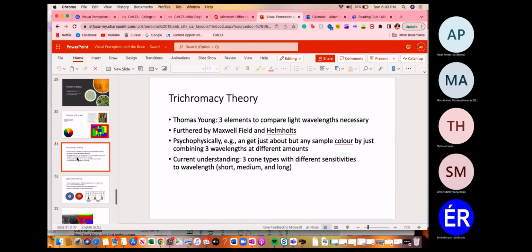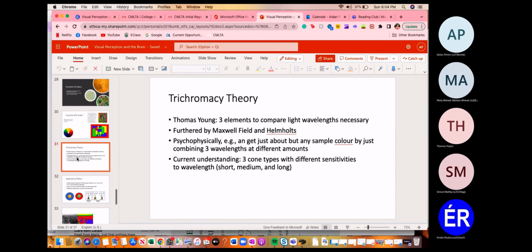Well before we knew exactly what was happening in the retina and what photoreceptors were, Thomas Young proposed that there must be at least three elements in order to account for the light that we do see as color. Specifically, there need to be three mechanisms to compare different wavelengths of light, as suggested by Young. Maxwell and Hermann von Helmholtz furthered this idea, the trichromacy theory, that there must be three mechanisms within the eye, allowing us to compare the relative wavelengths of light and therefore perceive the different colors we do.